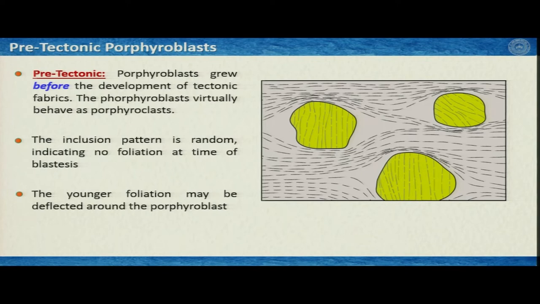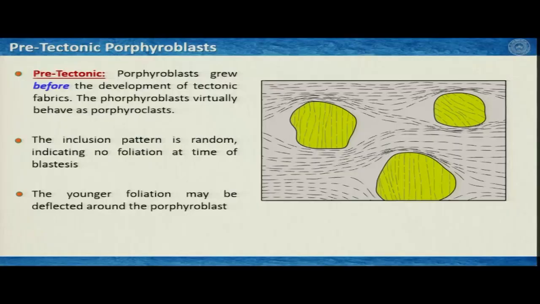Now, as we said, pre-tectonic porphyroblasts grow before the development of tectonic fabrics. So, you can imagine that with respect to the deformation, they can behave as porphyroclasts, because they are present in the system as old grains. Now, if the porphyroblasts have some sort of fabric within them, the inclusion pattern would be random, or there should be no foliation, indicating that there was no foliation at the time of blastesis. And the younger foliation also, because the porphyroblasts are already in your system, younger foliations may wrap over this.